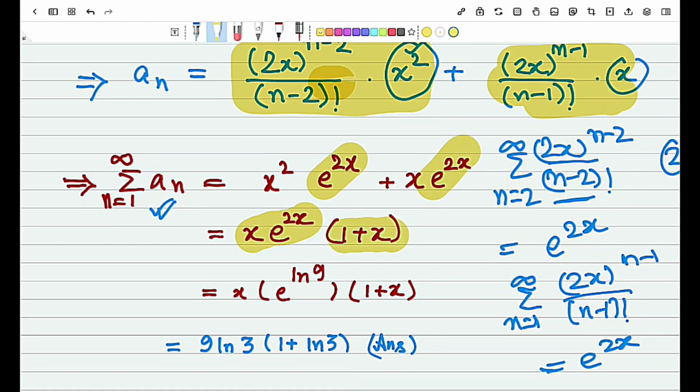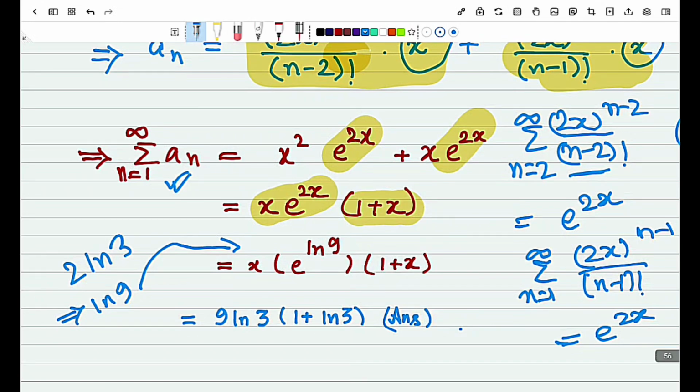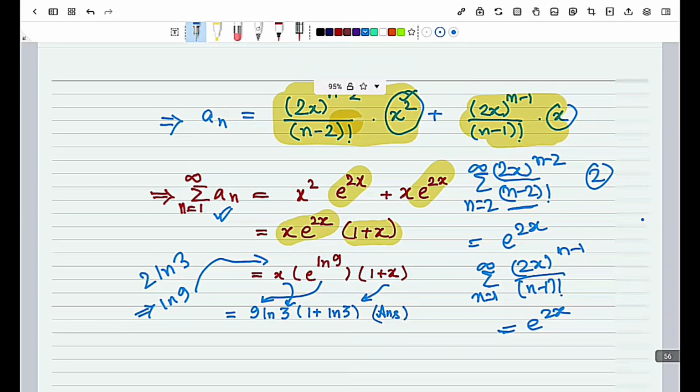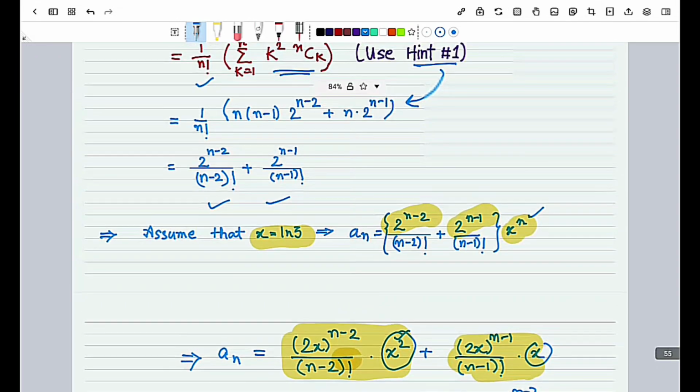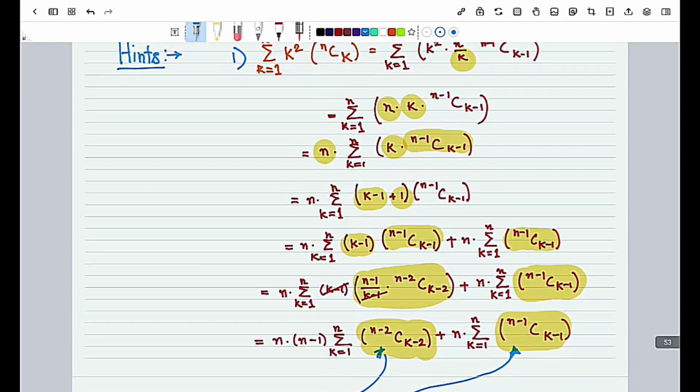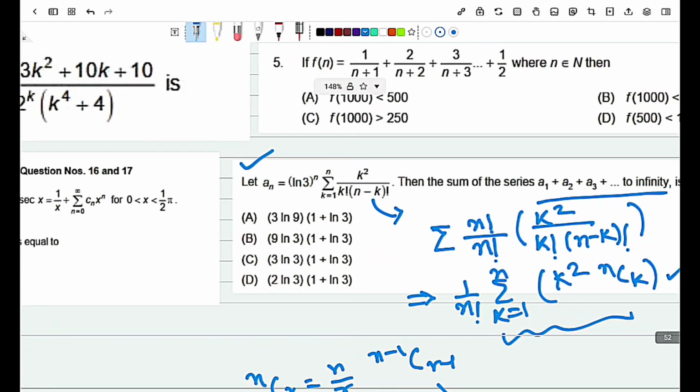So now e to the power 2x: 2x is 2 into ln of 3, and that is equal to ln of 9, right? So that is what I have written here, that is e to the power ln 9. Now that is just simply 9, and x is simply ln of 3, and 1 plus x is 1 plus ln 3. So with the help of which we will get the answer as, I think option B is the correct answer. So let's check it out. Yeah, so option B is the correct answer to the following problem.